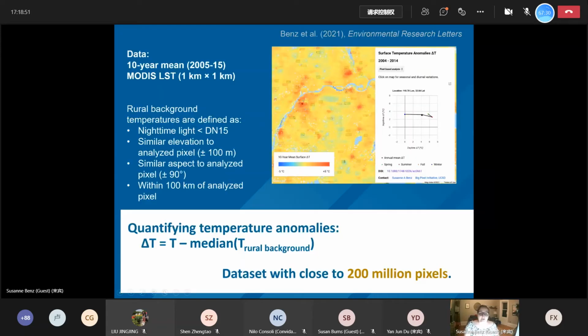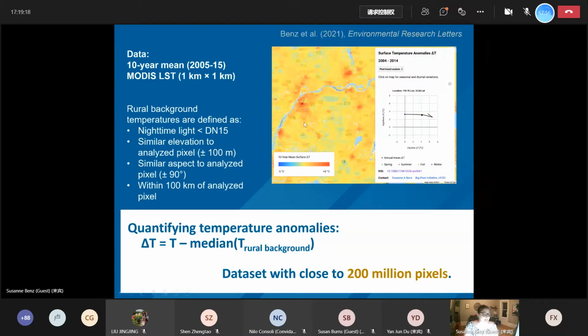We can quantify this phenomenon, for example, by using what are called temperature anomalies. This is a super simple equation. It simply takes the temperature at one point, this is the T in this equation, and then subtracts the rural median background temperature. In this case, we're doing this with satellite temperatures, but you can also do it with air temperatures, or, what we're going to get to later, subsurface and groundwater temperatures.